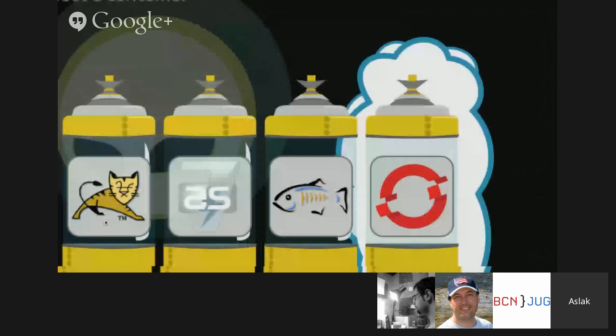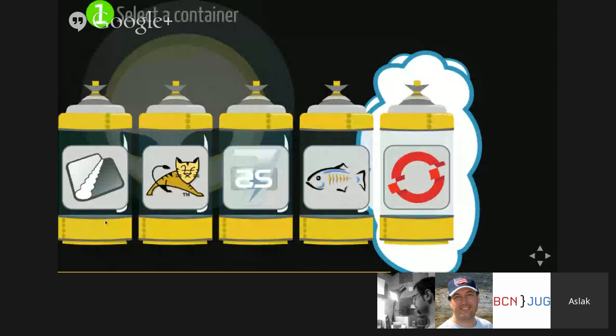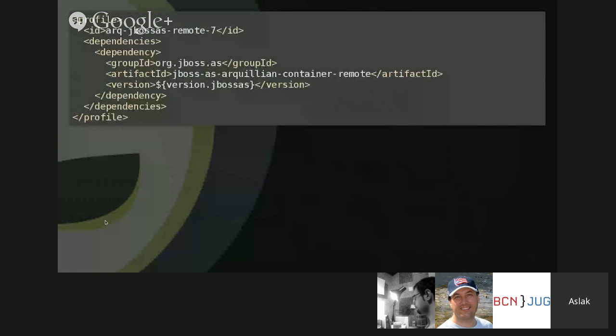So how do we define where it's actually going to run? The first step is then to select some form of container. We do that by scanning the dependency tree again. So we're going to add here the remote adapter for the JBoss AS server. It could have been WebSphere, it could have been GlassFish or WildFly or whatever we wanted to.